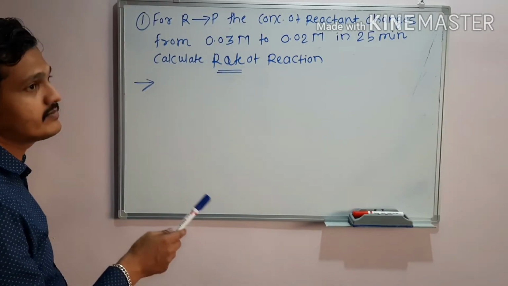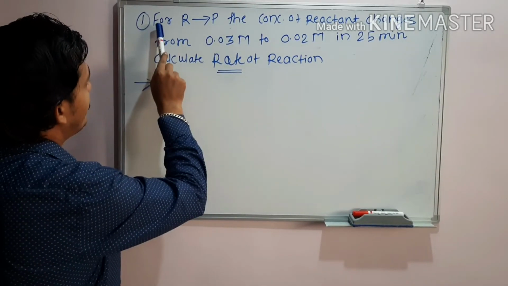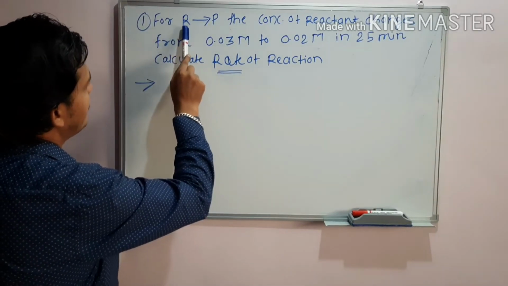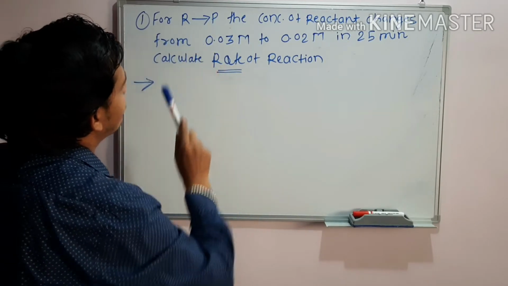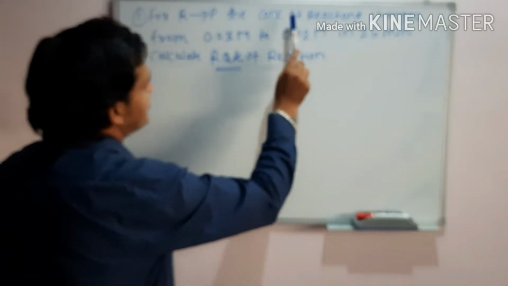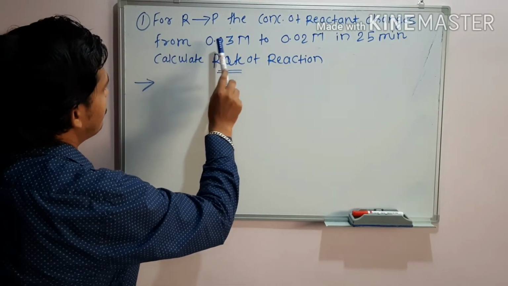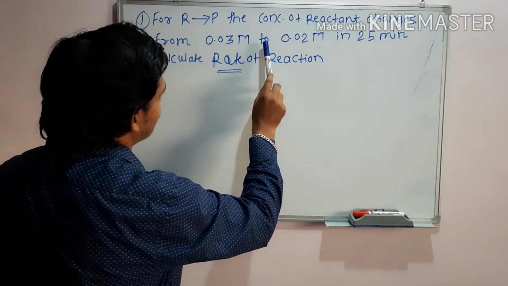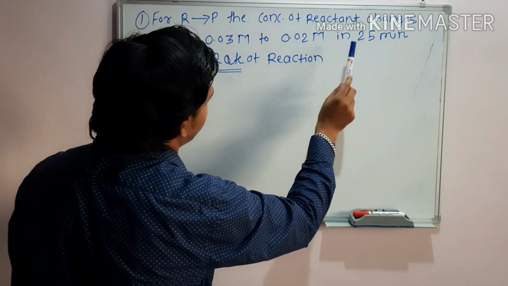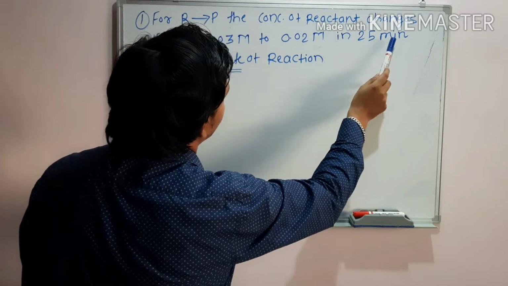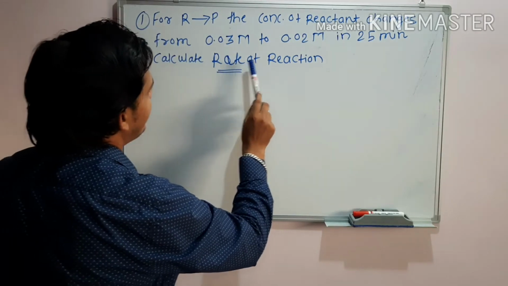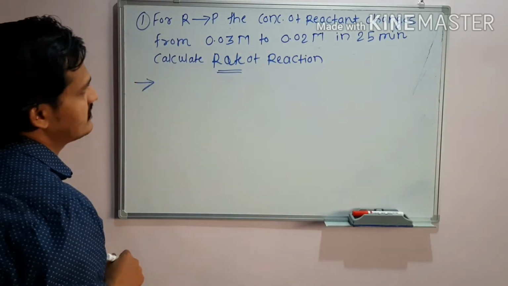So first of all, I am speaking for a chemical reaction, reactant R is converted into product. The concentration of reactant changes from 0.03 molar to 0.02 molar in 25 minutes. Calculate the rate of chemical reaction.